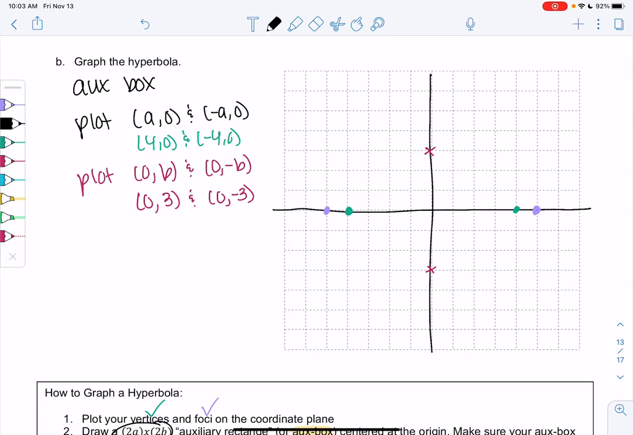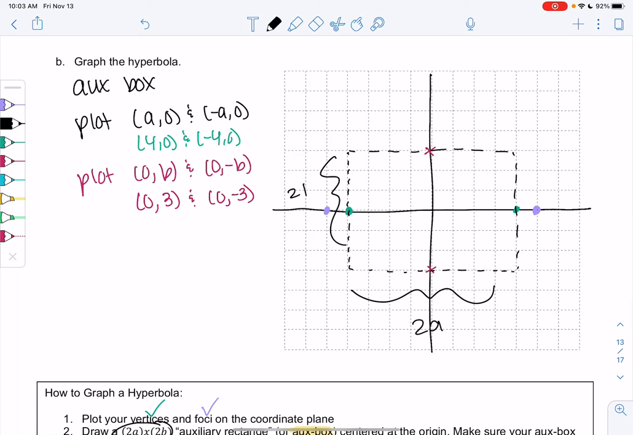So I'm going to draw it with a dashed line because it's not really part of the graph, it's just helping us graph. Right, so again, 2a by 2b. So it's 8 by 6 because we're going 4 plus 4, 3 plus 3. So that's where that 2a by 2b came from.